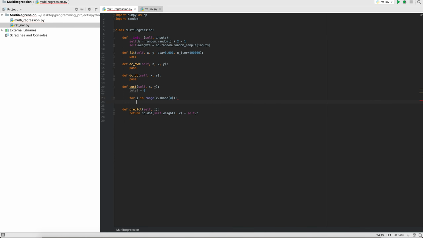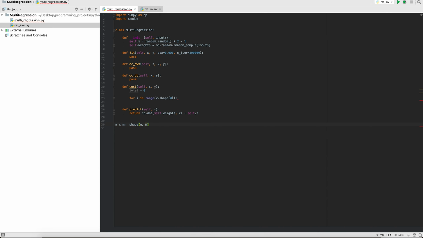All right, so for those of you that don't know what the shape function is, let me just give you an example real quick. When you have an array n times m, where n is the number of rows and m is the number of columns, then the shape will be n comma m. This is what the shape will be, n comma m.